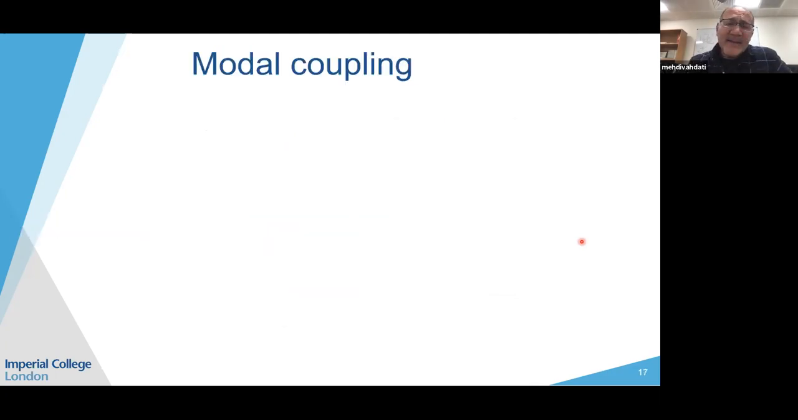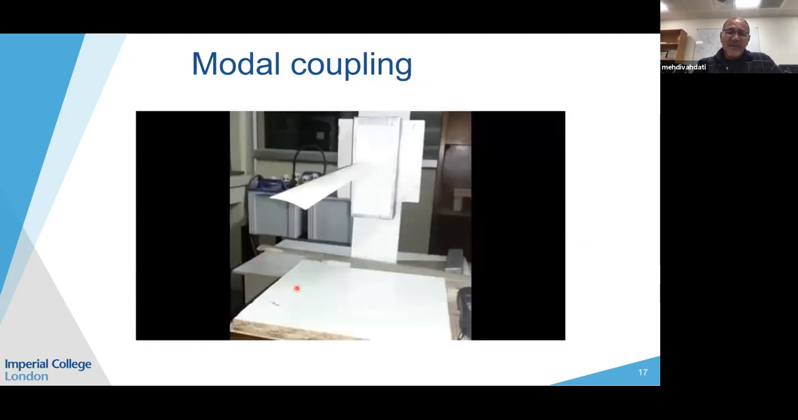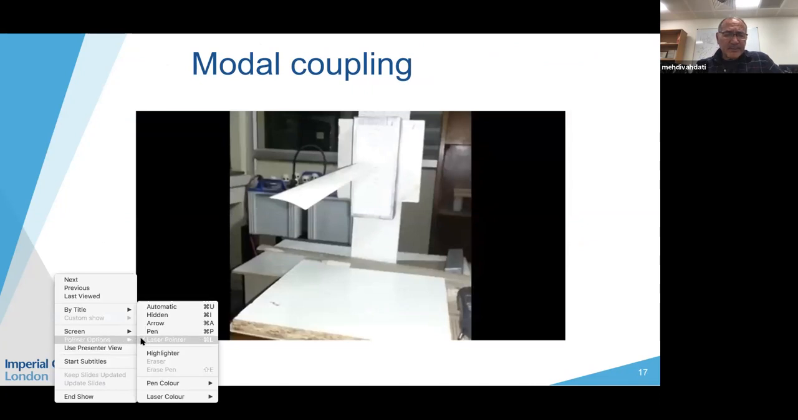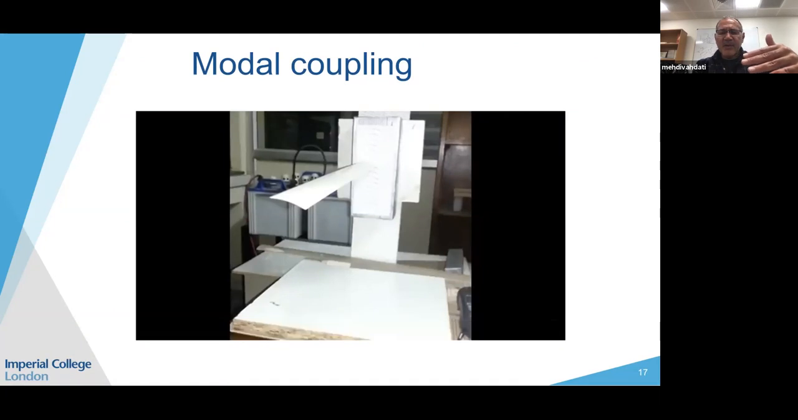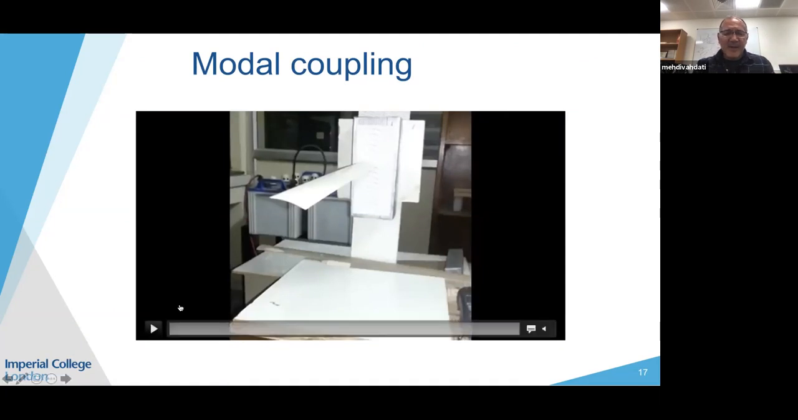Another way that components flutter is through modal coupling. Let's play the video that played earlier. If you look at this video, it has already described a couple of things that I have described before.